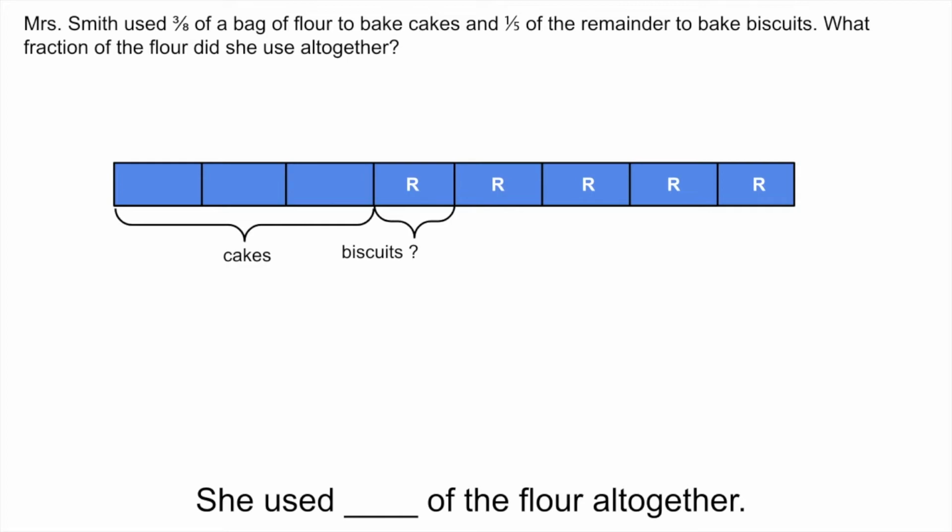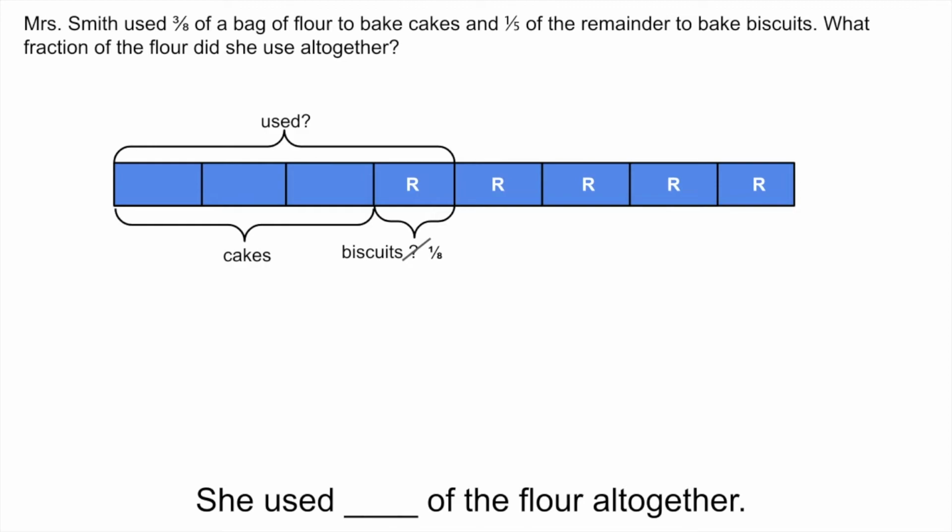Now I want to find out what fraction of the flour was used altogether. Well, she used the flour to make cakes and biscuits. So I'm going to put my bracket with my question mark right here. Now let's solve. If you look at the bar model, and if you drew it out as I did, you'll see that 1 unit out of a total of 8 units was used on the biscuits. So that means that the biscuits are 1/8 of the total, 1/8 of the flour.